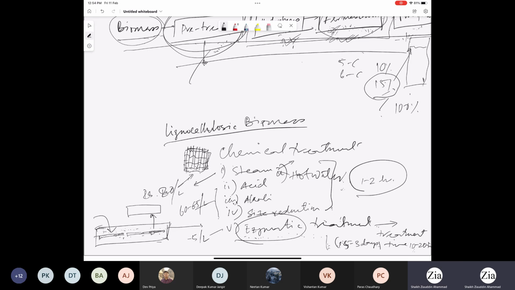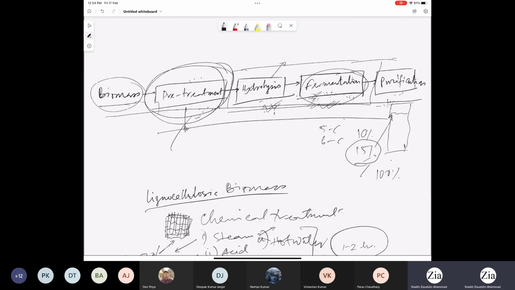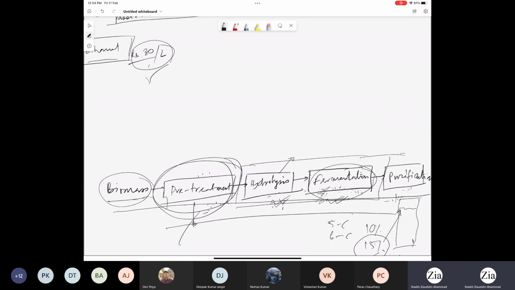So yes, it is possible, and that's why people are trying to do more research in that area, to improve the pre-treatment and the economic feasibility of the pre-treatment process, to have better end value or a more competitive price for the final product obtained from the bioprocess system.